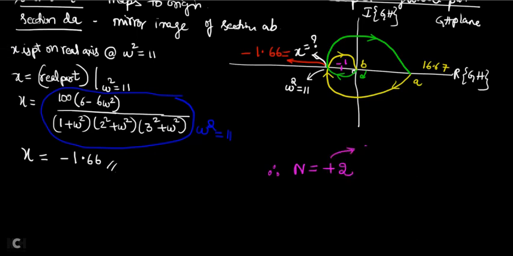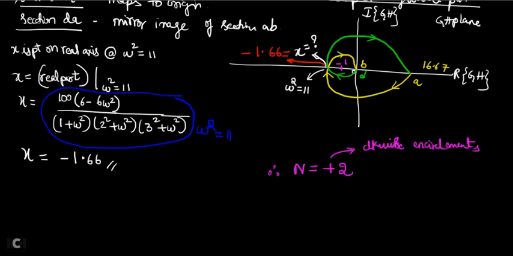Plus indicates clockwise encirclements. This is only for calculating the N value. If you have anti-clockwise circles, then you have to write a minus sign. Clear? So N is equal to plus 2, I got.